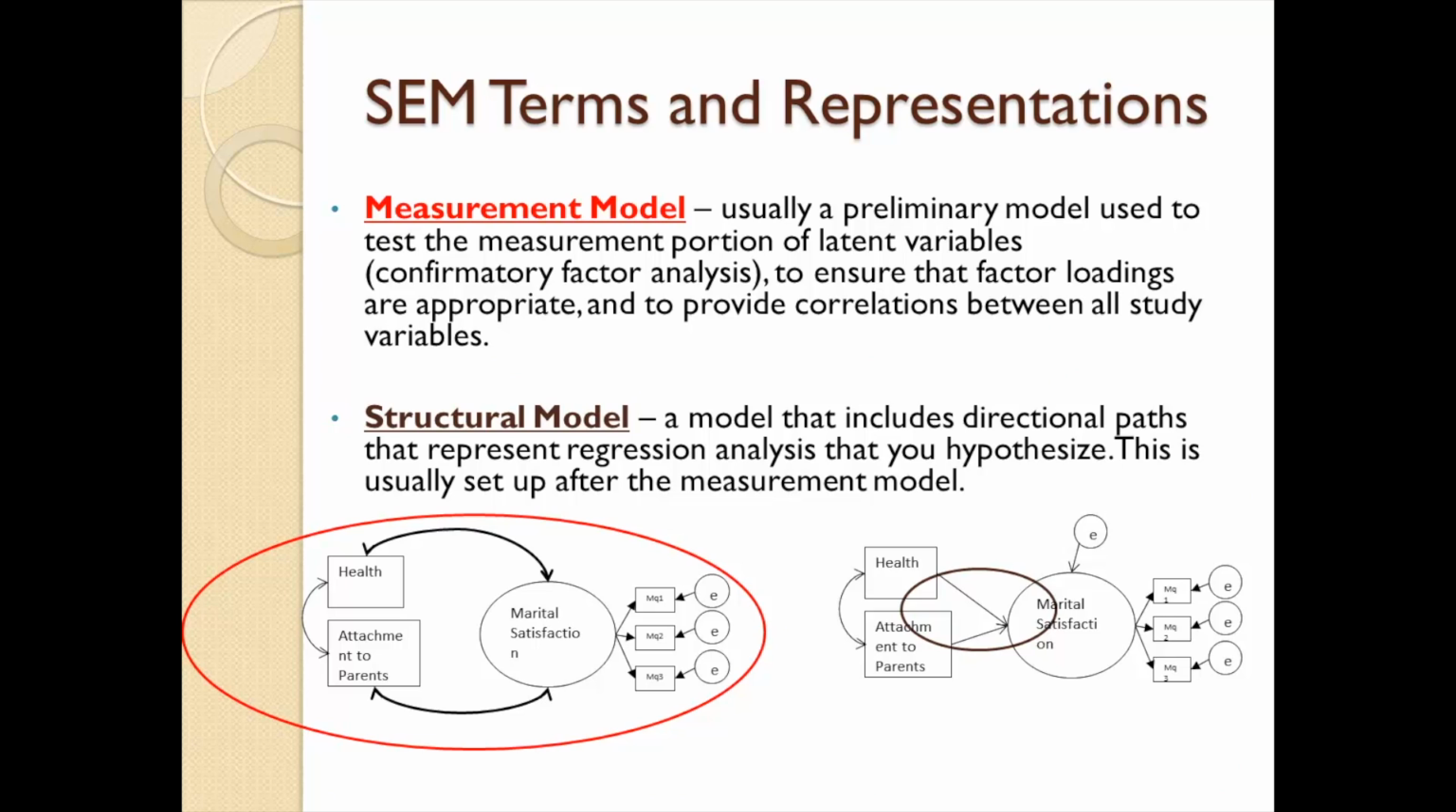So the measurement model is usually a preliminary model. And oftentimes you see here in this example that I have a covariance going between the variables.